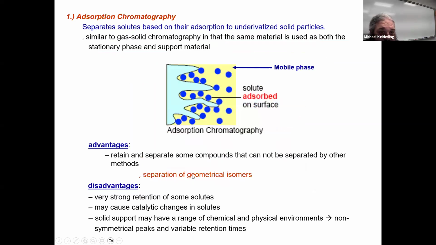So adsorption chromatography separates solutes based on their adsorption to underivatized solid particles. This is like gas solid chromatography, and the same materials are used as the stationary phase and the support surface. So the solute gets adsorbed on the surface. The advantage is it will retain and separate some compounds that can't be separated by other methods, like geometrical isomers. The disadvantage is you have very strong retention of some solutes. It can cause catalytic changes in the solutes, and the solid support may have a range of chemical and physical environments. You can have non-symmetrical peaks and variable retention times because of that.